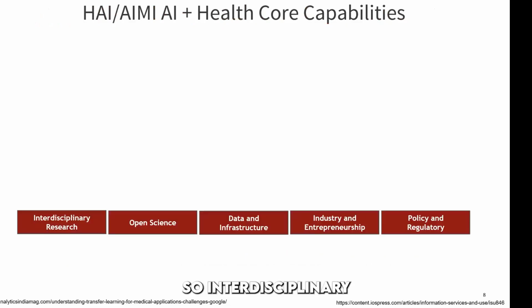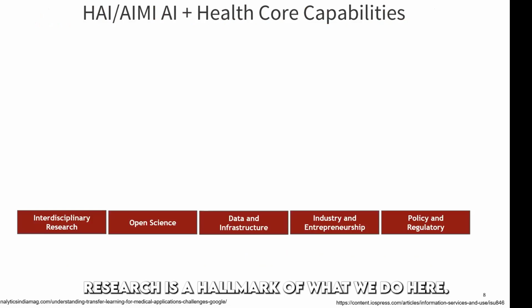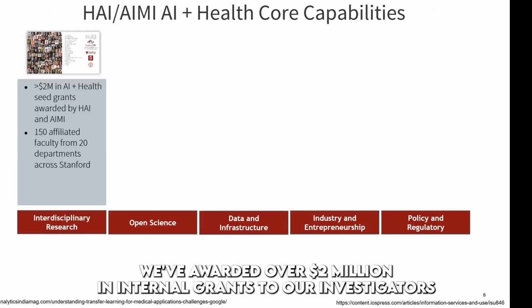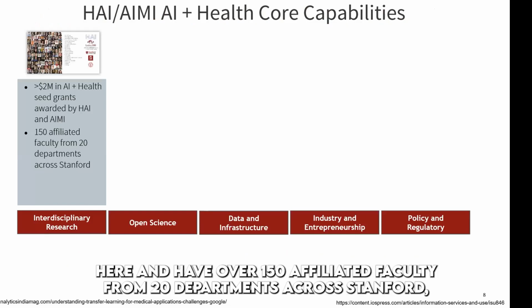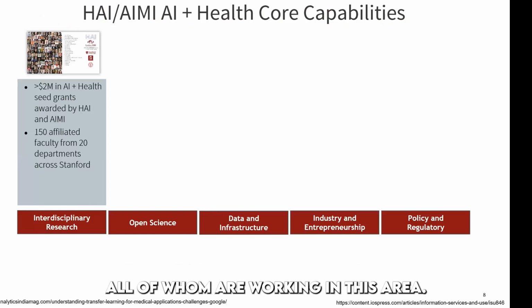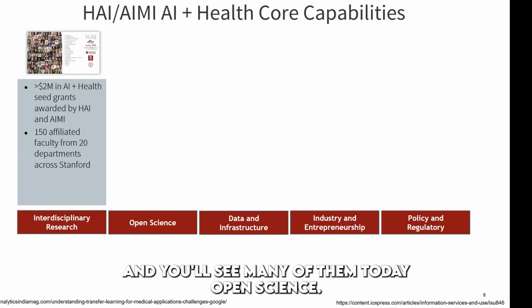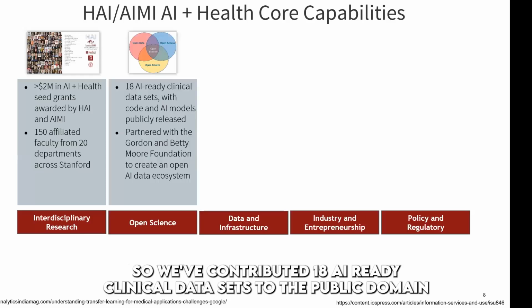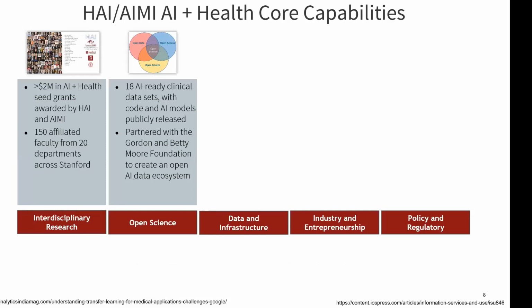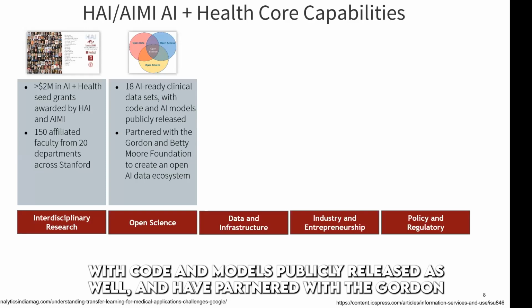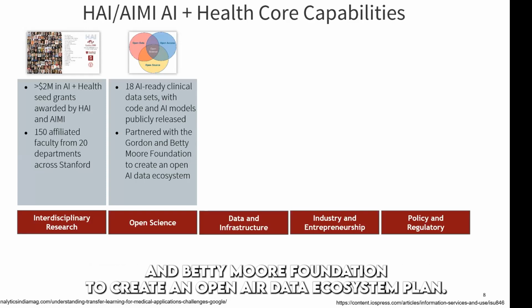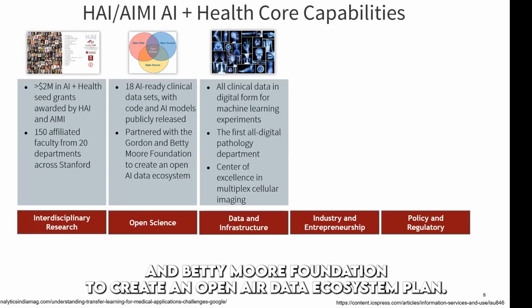So interdisciplinary research is a hallmark of what we do here. We've awarded over $2 million in internal grants to our investigators here and have over 150 affiliated faculty from 20 departments across Stanford, all of whom are working in this area, and you'll see many of them today. Open science, so we've contributed 18 AI-ready clinical data sets to the public domain with code and models publicly released as well, and have partnered with the Gordon and Betty Moore Foundation to create an open AI data ecosystem plan.